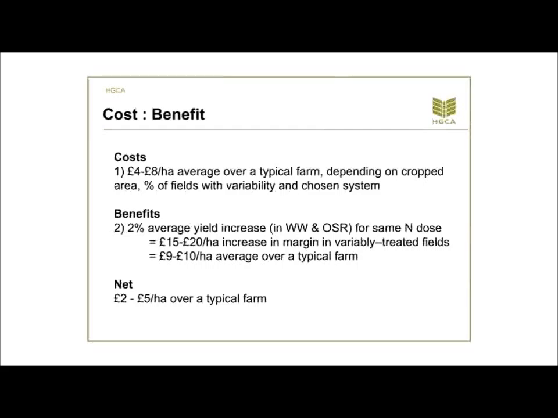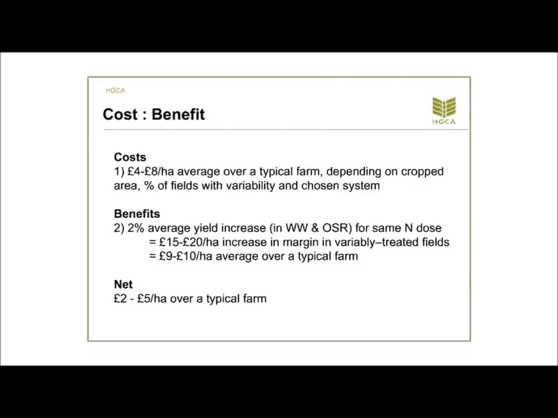So you should get a minimum of about a 2% average yield increase. Okay, now that's based on farm experience and on trials, HGCA trials and so on. And that's going to look at, in wheat and rape, on fields that are quite variable, that's going to give you about a £15 to £20 a hectare increase in margin.